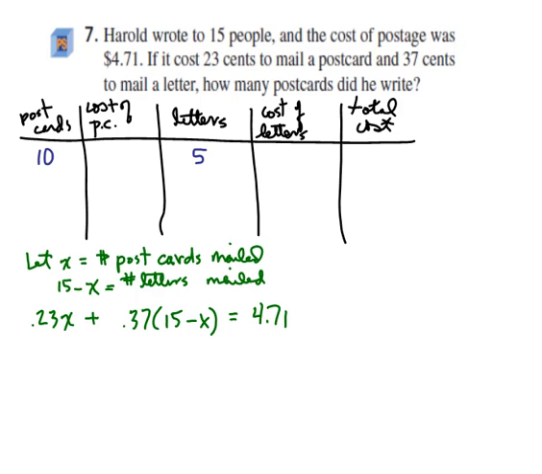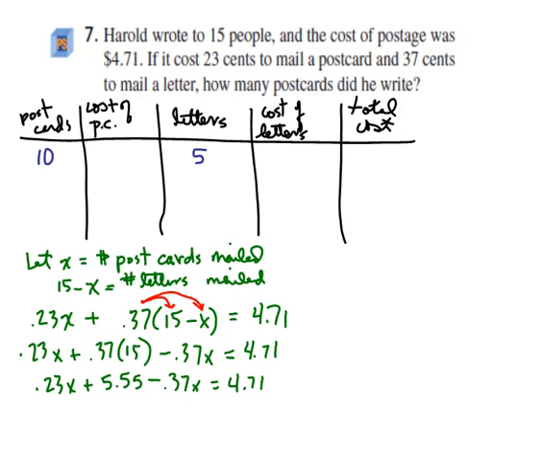The rest is just to carry out the algebra here, and the first step would be to use the distributive process. And that might look something like this: 0.23x plus 0.37 times 15 minus 0.37 times x. Because what we did in essence is multiply 0.37 times 15 and then 0.37 times negative x, and we got this distribution of multiplication. But when I multiplied those 0.37 times 15 out, I got $5.55.